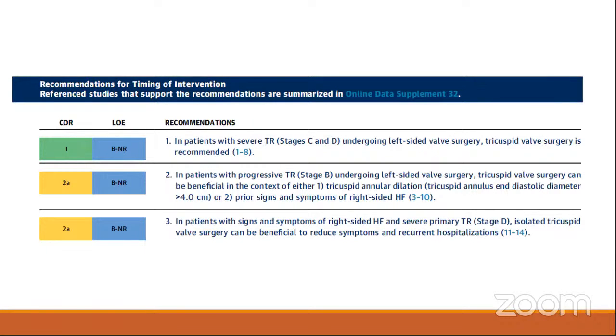Then in patients with signs and symptoms of right-sided heart failure and severe primary tricuspid regurg, like in stage D, isolated tricuspid valve surgery can be beneficial to reduce the symptoms and recurrent hospitalization, and this is a class 2A indication.